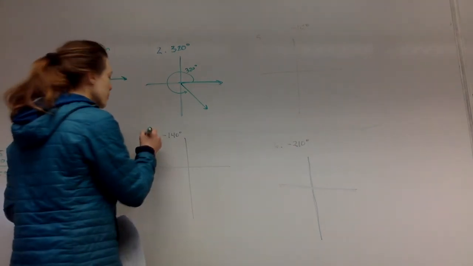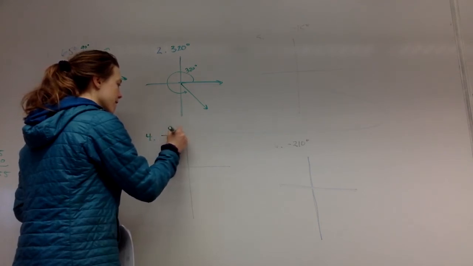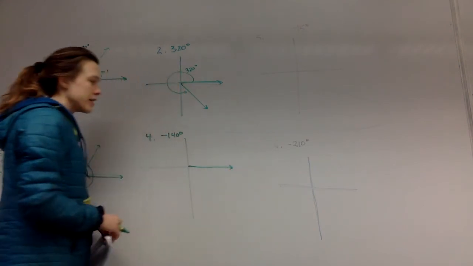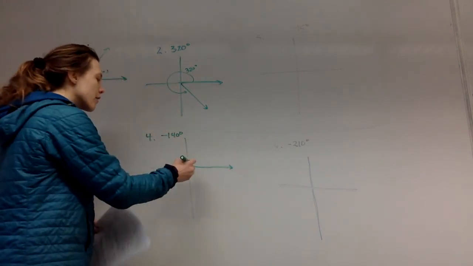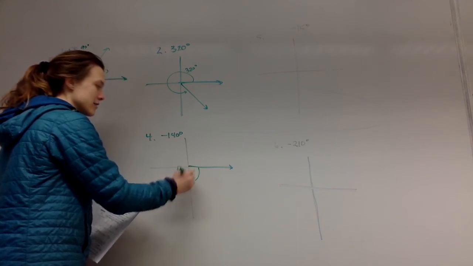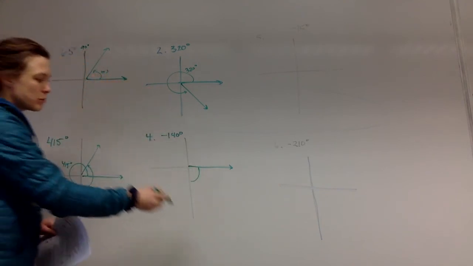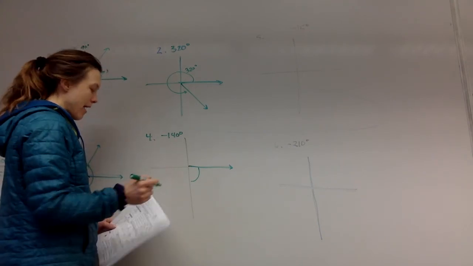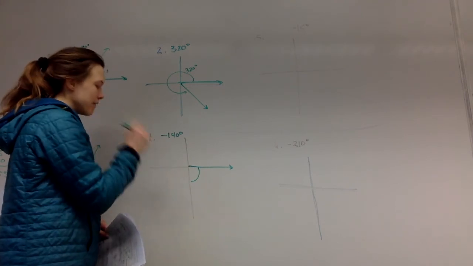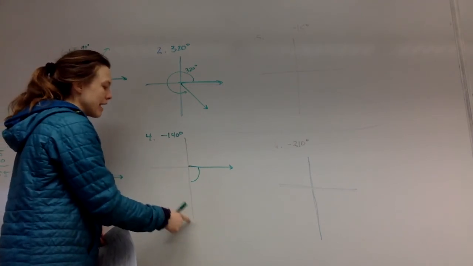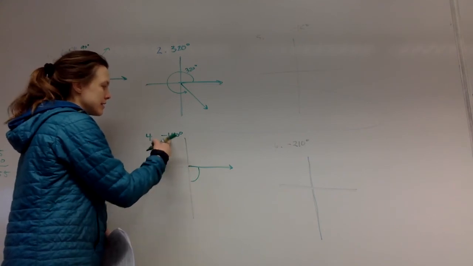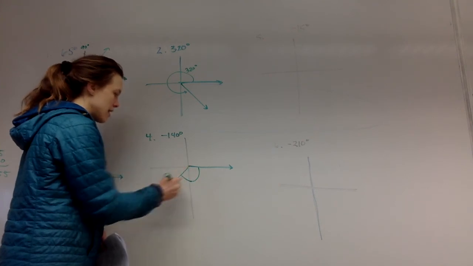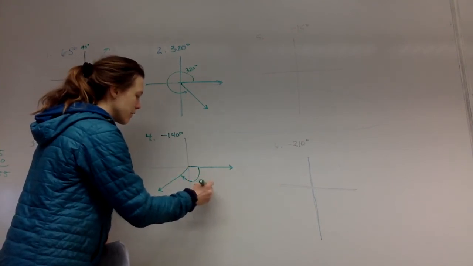Number 4 through 6 is where they get negative. So if I go negative 140, I'm just working in the opposite direction, so I'm working clockwise. I still draw my initial ray, and I know I'm going beyond negative 90, so you can work backwards. This would be negative 90, this would be negative 180. I know I'm not quite at negative 180, and I'm about halfway between negative 90 and negative 180, because I have 40 left over. So I'm going to continue close, but not quite there. So this would be negative 140.